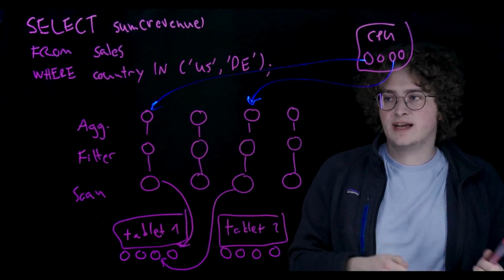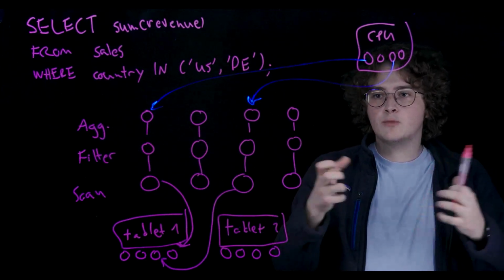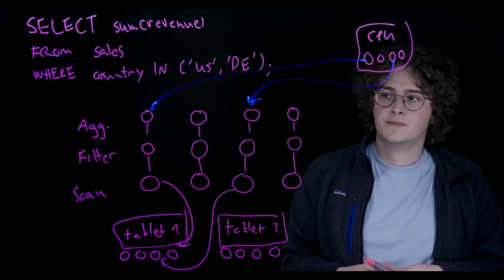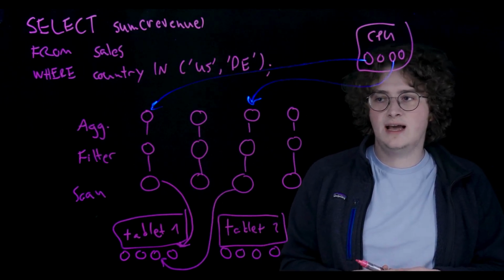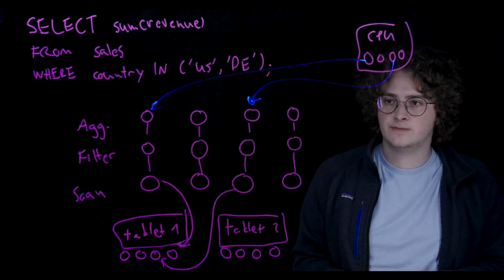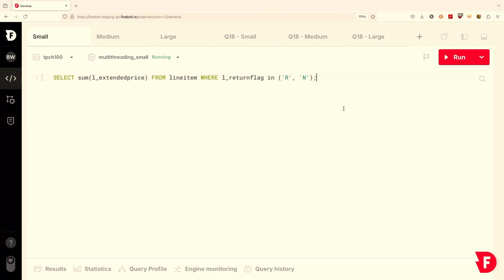For some operations like aggregations and joins, there's some coordination required between threads. However, this coordination is again done in a fully multi-threaded fashion. Alright, let's look at this in an example. Here, I loaded TPCH at scale factor 100. TPCH is an industry standard benchmark, and scale factor 100 means that there's about 100 gigabytes of data in this dataset.